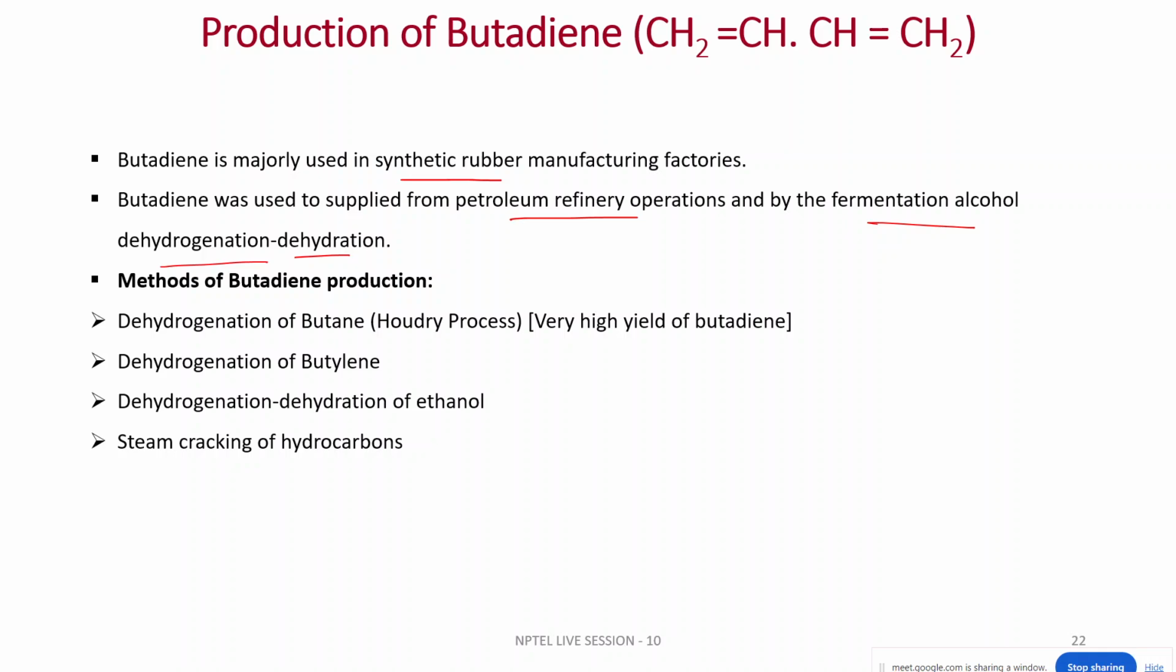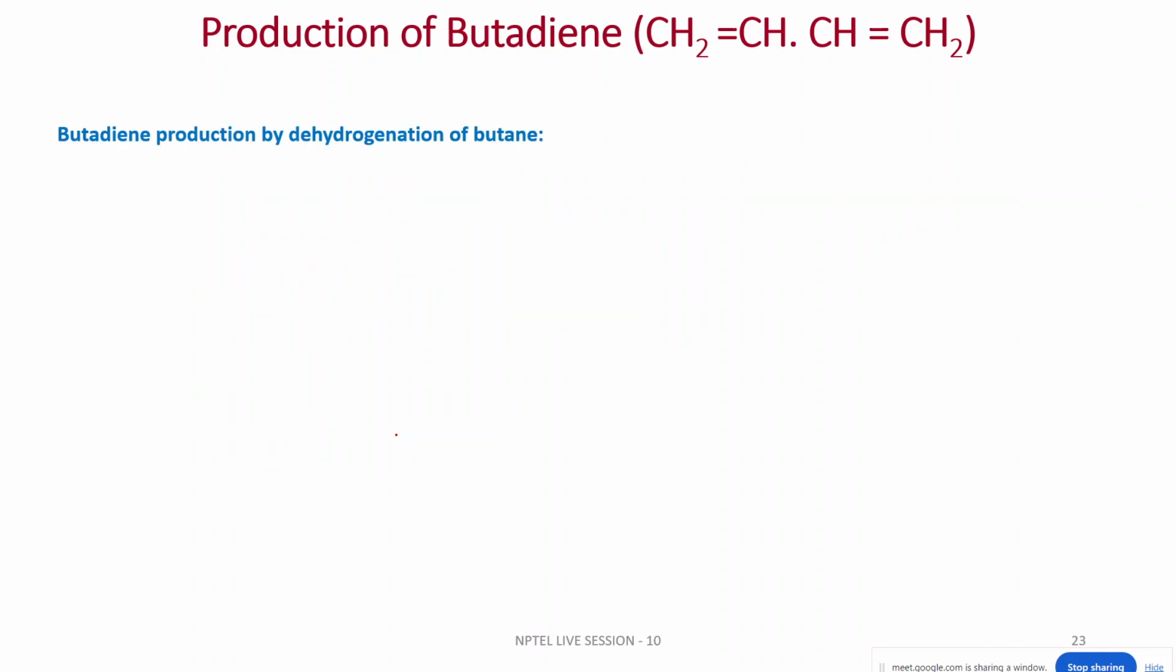The methods of production for butadiene are: dehydrogenation of butane, which gives a very high yield of butadiene, dehydrogenation of butylene, dehydrogenation or dehydration of ethanol, and steam cracking of hydrocarbons. So mainly we will first discuss butadiene production by the dehydrogenation process of butane.